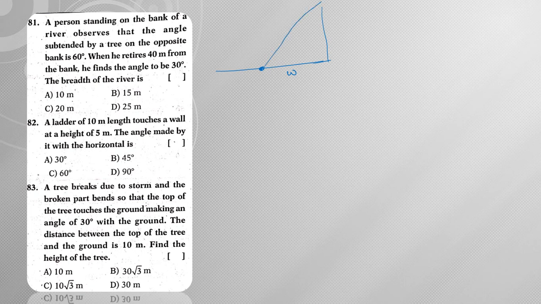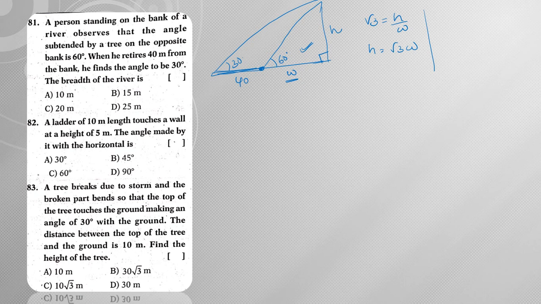Now from this particular point, he observed at an angle of 60 degrees. When he retires, which means he moves back 40 meters, the angle of observation is 30 degrees. Then we are asked to find the width. Let the height of the tree be h. Taking the first triangle, tan 60, which is root 3, is equal to h by w. Since I need width, I need to eliminate height. So h is equal to root 3 into w.